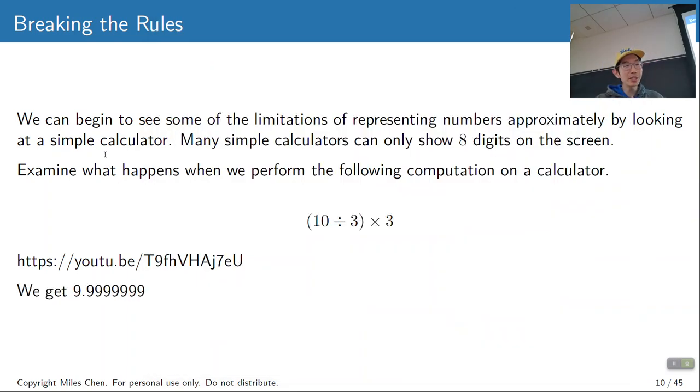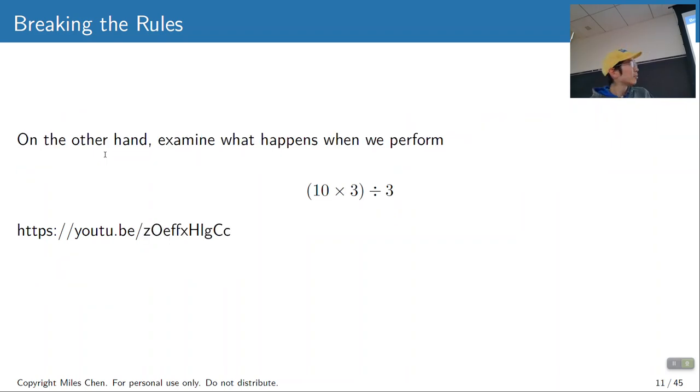So that's what we get, right? We get 9.99999. All right. And we understand this, right? That makes sense, because the calculator does 10 divided by 3, and it gives us 3.333. And we take that, and we multiply it by 3, and we get 9.99999. And we go, all right, not 10, but whatever. That happens, okay?